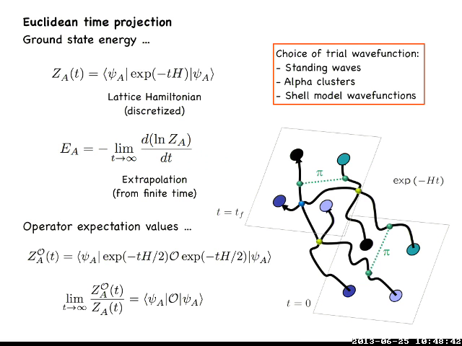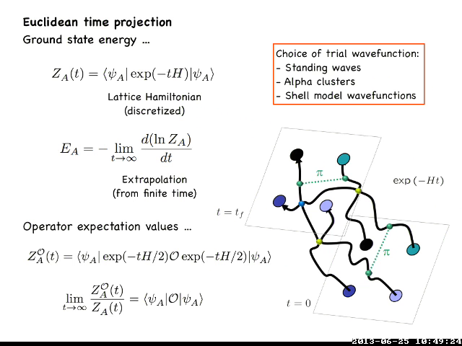So after that you evolve this object for some extent in the Euclidean time, and after that you can extract the energy from the decay of this correlator. Only the ground state is going to survive in the end if you are at a large enough time, right? So the exponential decay of this object is going to be dominated by the ground state, right?